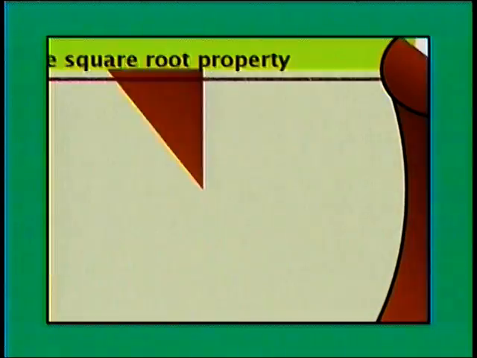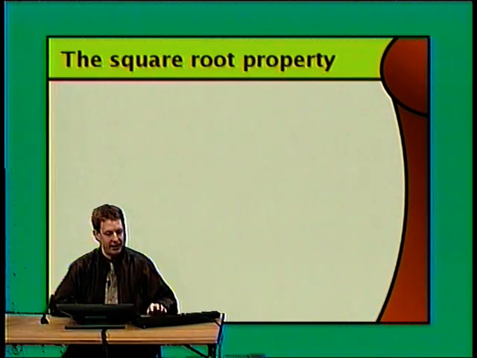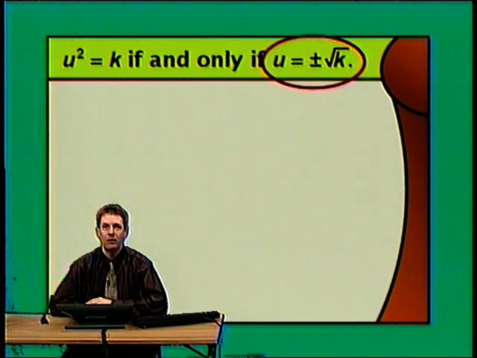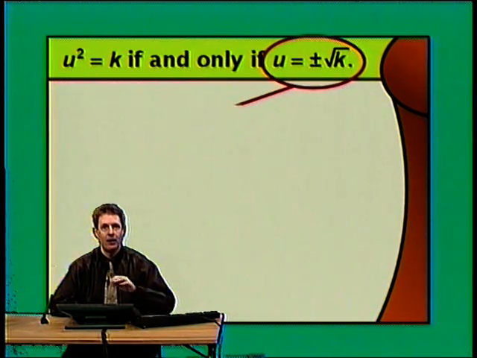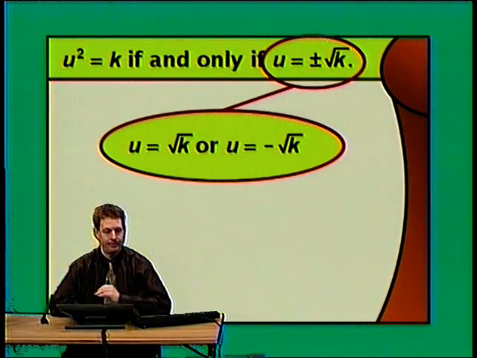So let's begin by talking about the square root property. The square root property looks a little scarier than it really is. It says that u squared equals k if and only if u equals plus or minus the square root of k. In this statement of the property, we usually use u to represent an algebraic expression and k to represent a real number. Remember, when we say that u equals plus or minus the square root of k, what we're really saying is that u can equal the positive square root of k, which we usually just refer to as the square root of k, or u can equal the negative square root of k.